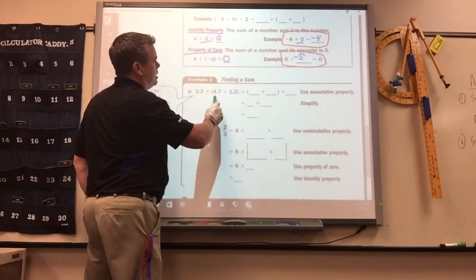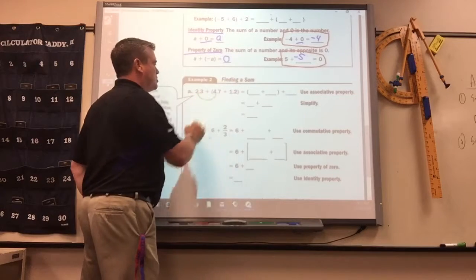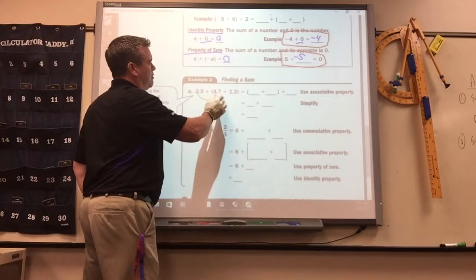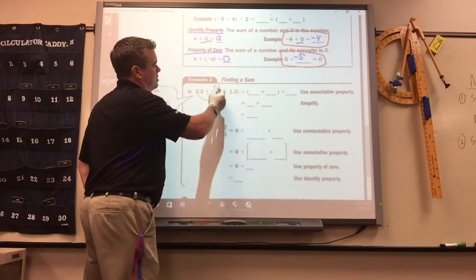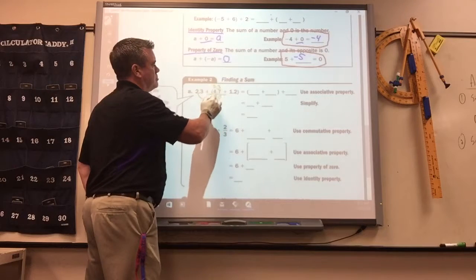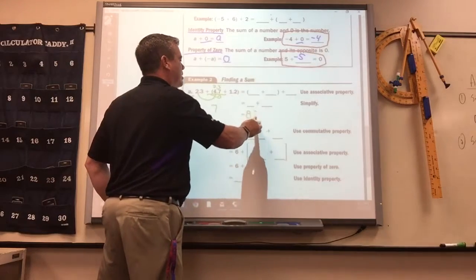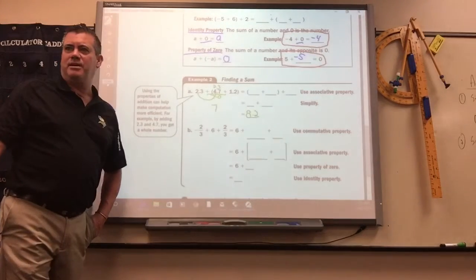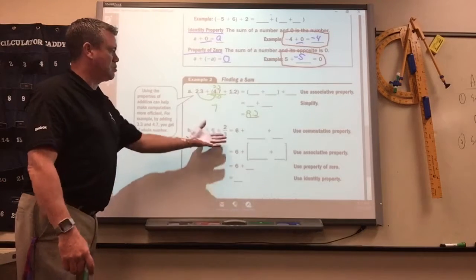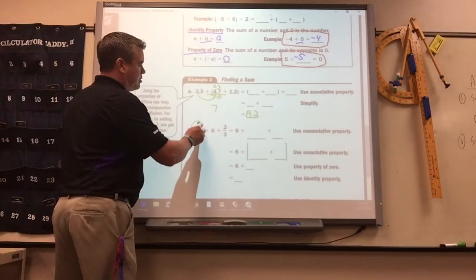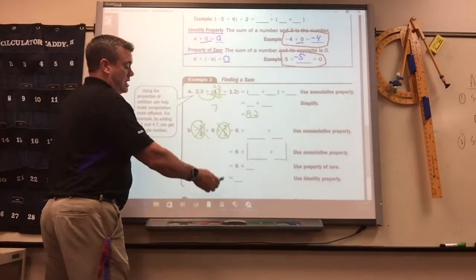Like here, you could do parentheses first, then add these, but if you notice, if you added these two first, 2.3 and 4.7 is 7. If you can't do it in your head, you just line it up, you'd get 7.0. And 7 plus 1.2 is 8.2. Again, you can use a calculator, but if you can go ahead and do it quick, do that too. Like this one. Negative 2/3 and a positive 2/3 would just cancel each other out. So the answer is just 6.